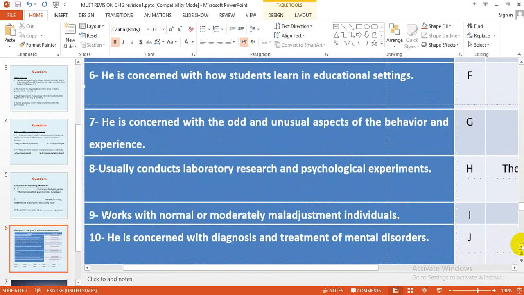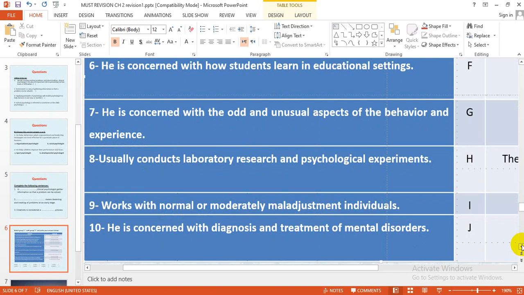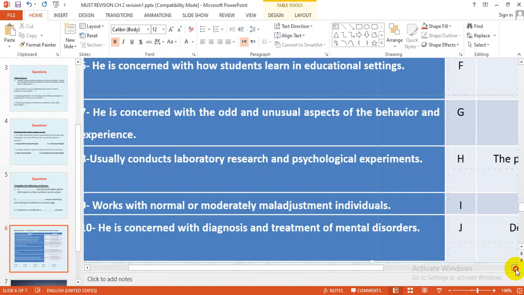Number eight: usually conducts lab research and psychological experiments. Number nine: works with normal or moderately maladjusted individuals. Number 10: he is concerned with diagnosis and the treatment of mental disorders. That's all about group A.